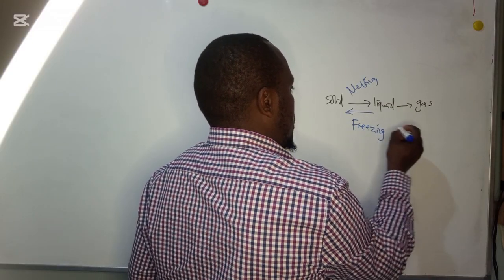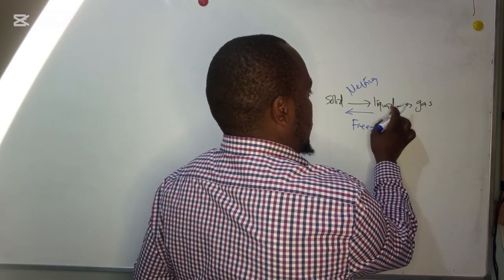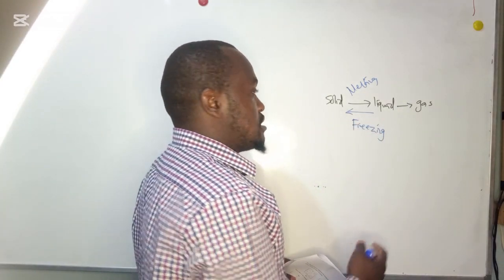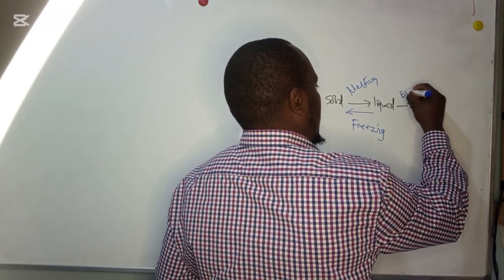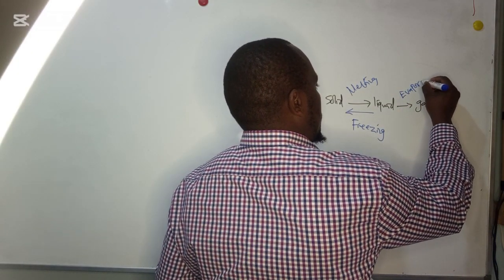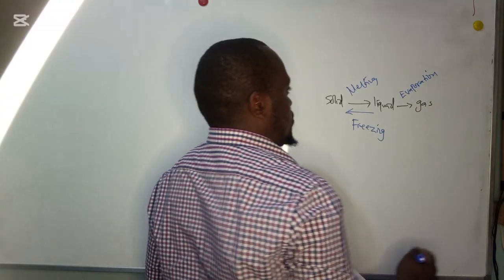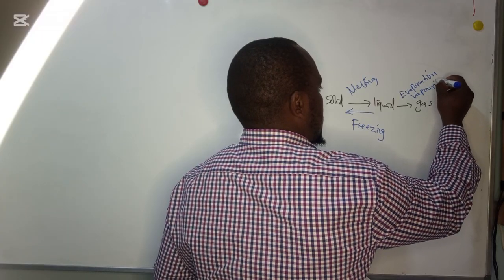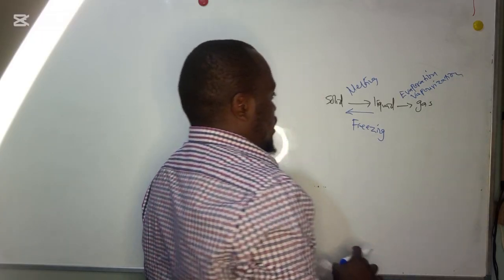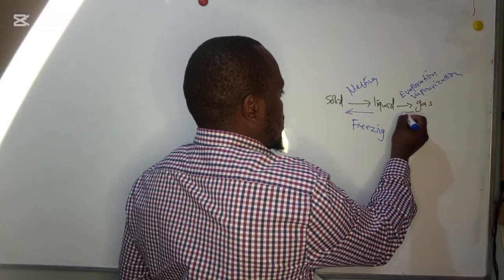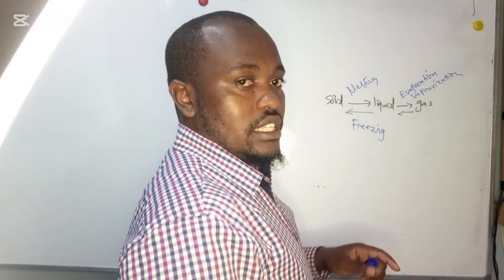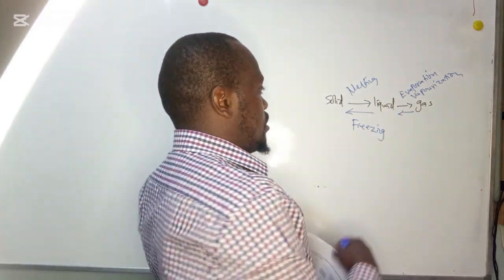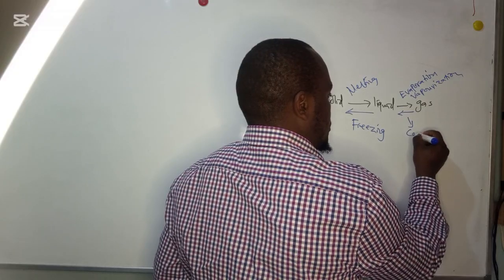Freezing. What about this process? When it becomes a liquid, then you continue heating. Like when you heat water, it vaporizes and becomes gas. So this is called evaporation, or vaporization. What about when it becomes a gas, then you cool it and it becomes again a liquid? The reverse is called condensation.